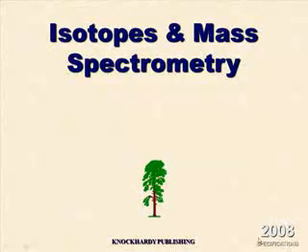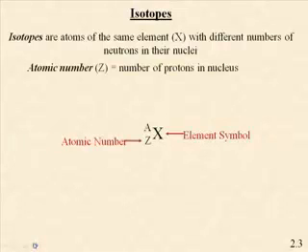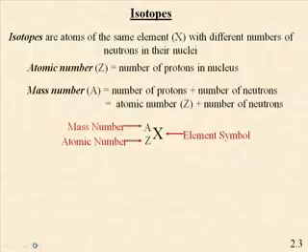In this discussion, we're going to focus on the average mass values on the periodic table and how those are derived. Okay, isotopes are atoms of the same element, so their atomic number, or Z as it's shown here, is the same, but they have different numbers of neutrons in the nucleus.